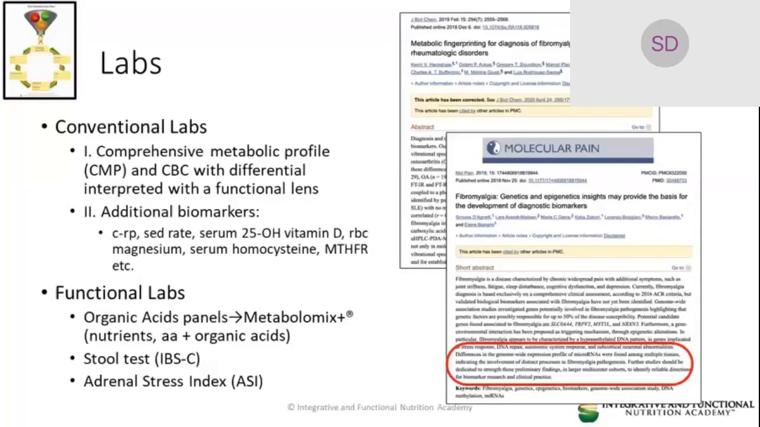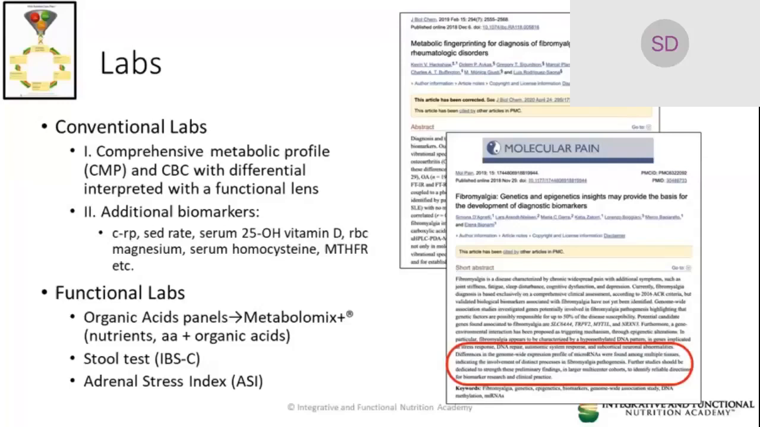And then depending on how aggressive you're willing to get and how open the patient is willing to be, you might want to also order an additional stool test, because remember, this patient presented with IBS, and it would be even better if we can order an adrenal stress index to see what's going on with their cortisol and DHEA levels.